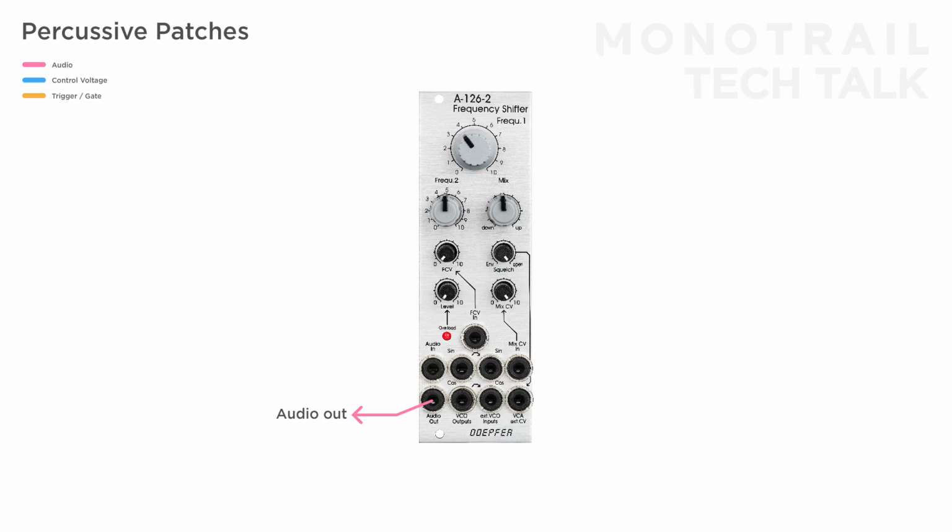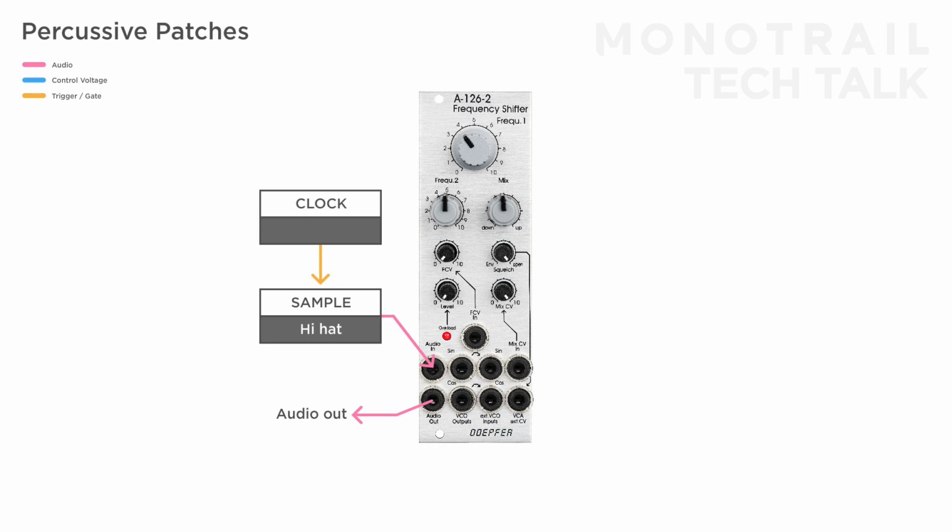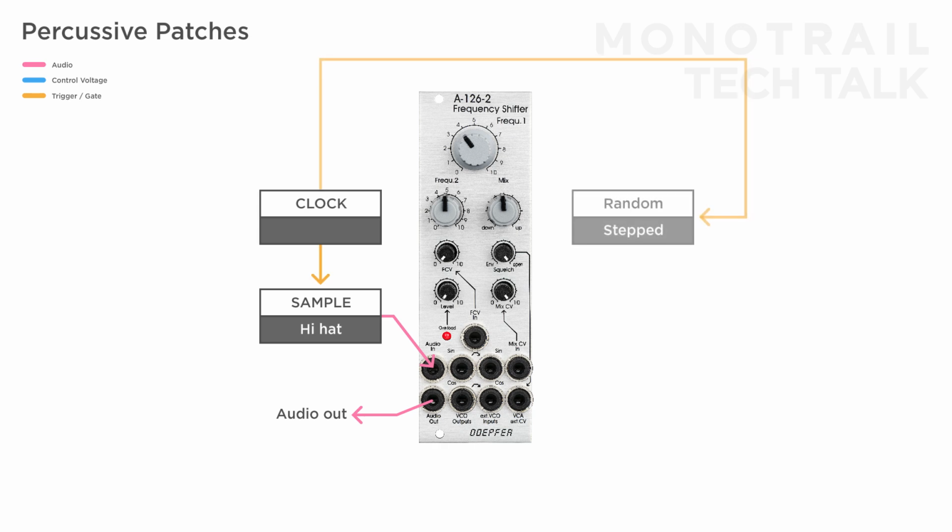A frequency shifter also works great to add variations to percussive sounds, or even create them from scratch. Here are a few ideas. You can easily add dynamics to a static sample, like a hi-hat triggered by a clock. For example, send a tempo-synced stepped random voltage to the frequency input.